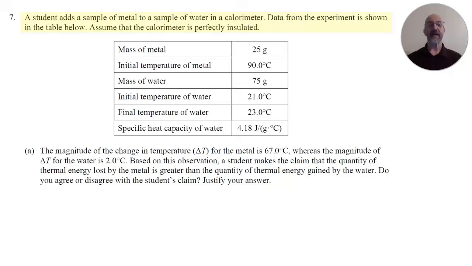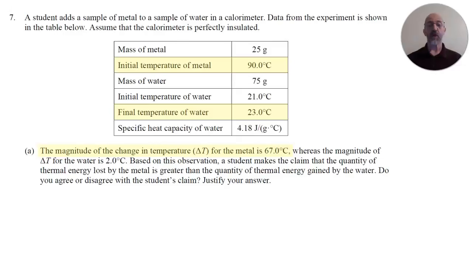In question 7, it says a student adds a sample of metal to a sample of water in a calorimeter. Data from the experiment is shown in the table below. Assume that the calorimeter is perfectly insulated. So we can see that the initial temperature of the metal in this experiment is 90 degrees Celsius, but then when the metal and the water reach a state of thermal equilibrium at the end of the experiment, the final temperature is 23 degrees Celsius. So that's a difference of 67 degrees Celsius. That's the magnitude of the change in temperature, or the delta T for the metal.